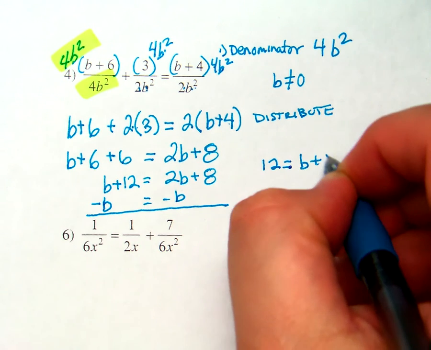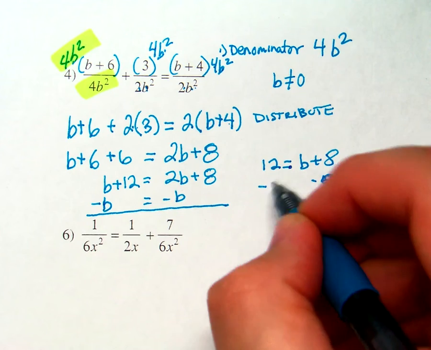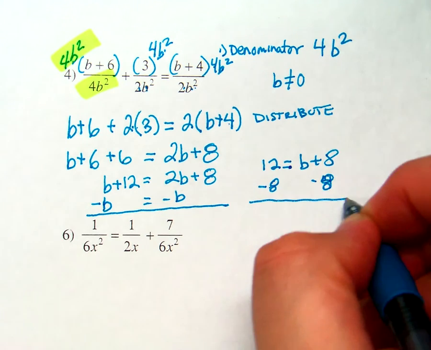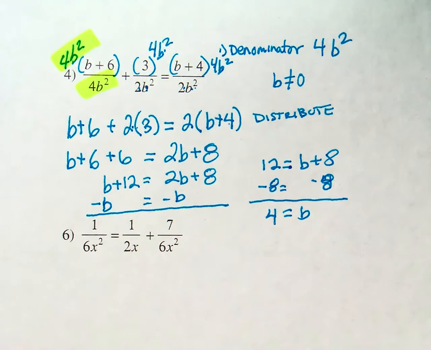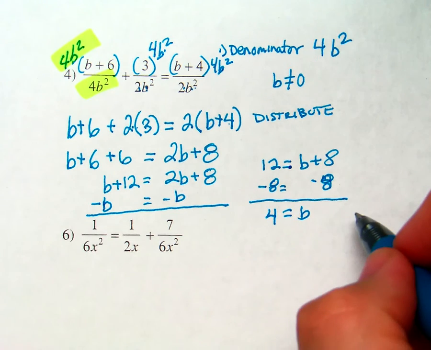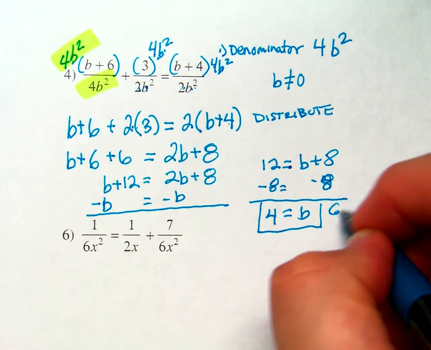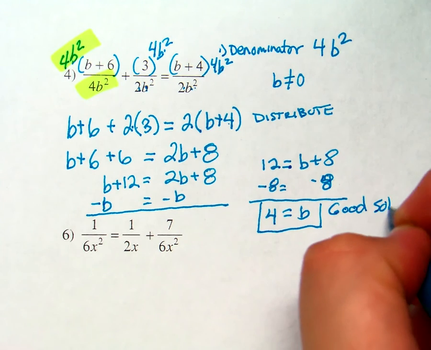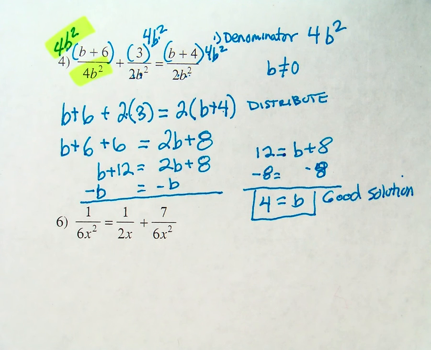Subtract 8. Sorry. We get b is equal to 4. Now is 4 equal to 0? No. So this is a good solution. Okay, let's see. I did the binomial example. All right. So now let's take a look at number 7.